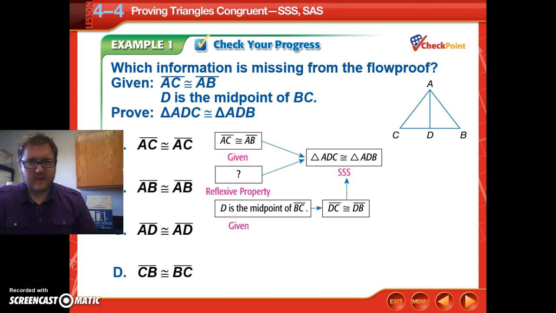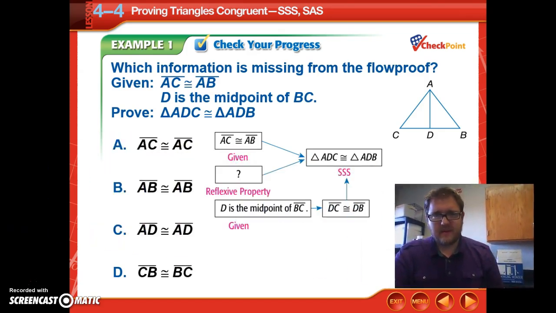So go ahead and check your progress now. We have AC is congruent with AB, and D is the midpoint of BC. We have a flow proof there. See if you can figure out which is missing in the blank.